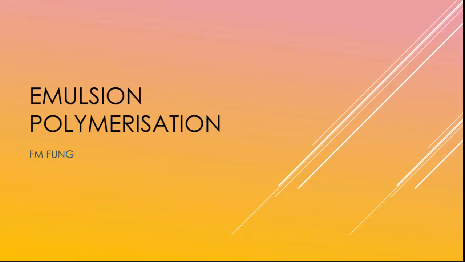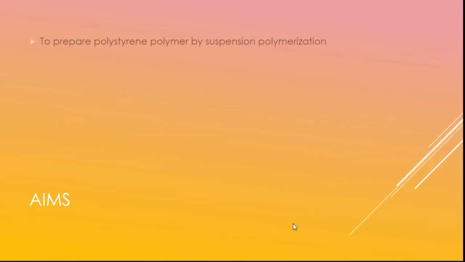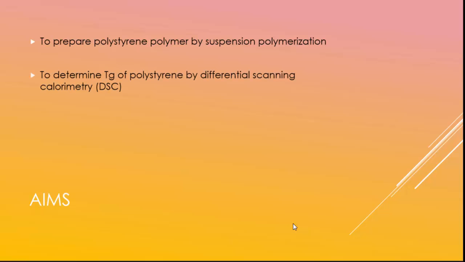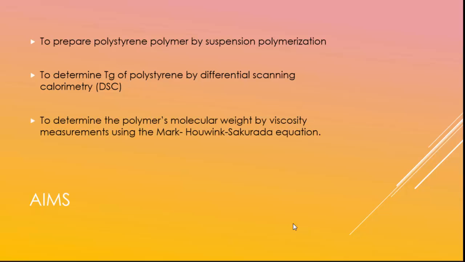Good day, students. Welcome to the GIST experiment, and this experiment is about suspension polymerization of styrene. The aim of this experiment is to prepare polystyrene polymer using suspension polymerization, to determine the Tg of polystyrene by DSC, Differential Scanning Calorimetry. And lastly, you are supposed to determine the polymer's molecular weight by viscosity measurement using the Mark-Houwink-Sakurada equation.